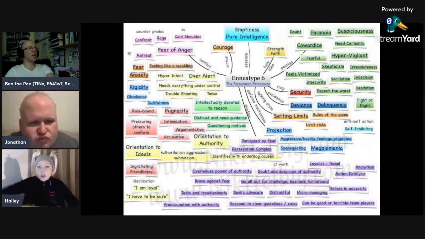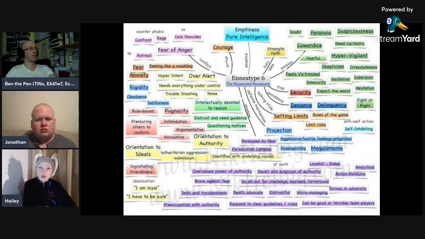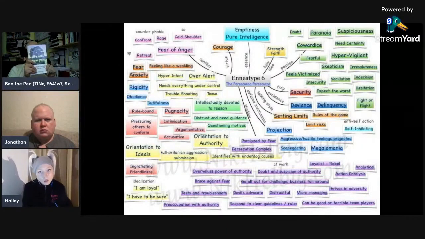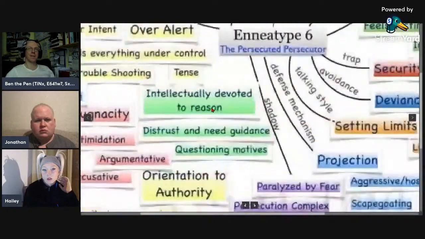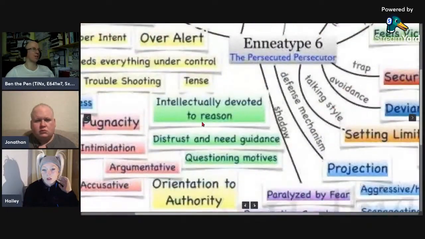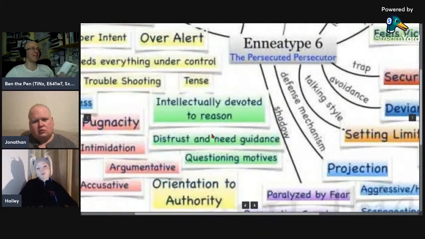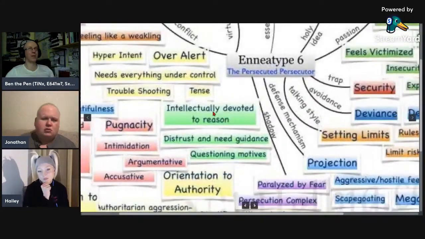Now, I myself would say I don't relate to this that much. What I related to were the traits of the 6 in this book. Fear, anger. There's things like, so for instance here, intellectually devoted to reason. Now, my mother's not like that, and she's like ISFJ 6. I don't know how that is true. Would you put that in there, Jonathan, for the 6?